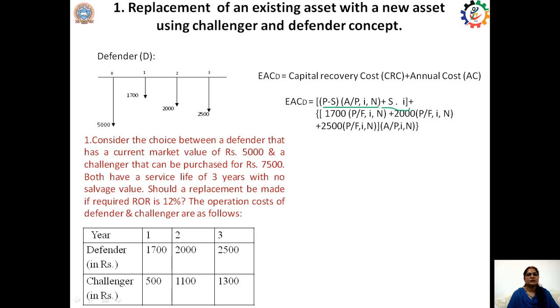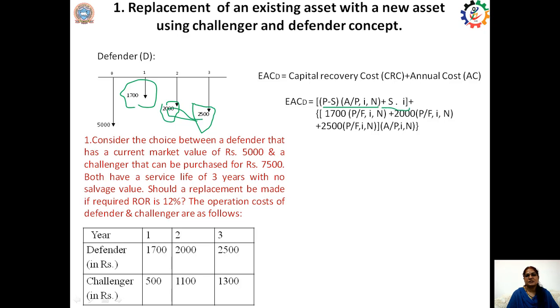So which are the other costs? 1700, 2000 and 2500. Now we cannot consider this as gradient series because there is no same increment. For example, 1700 to 2000 it is 300, whereas 2000 to 2500 it is 500. So that is why the gap is not the same, not possible to go for increment series. So let us separately consider them and convert them into present worth.